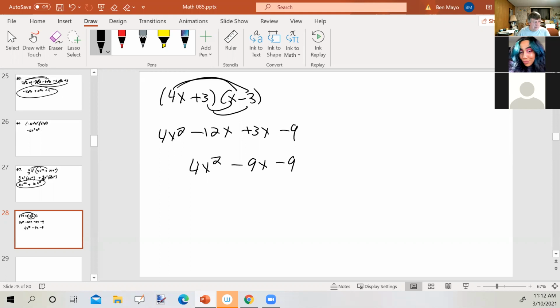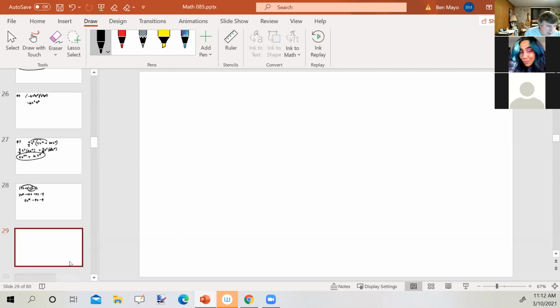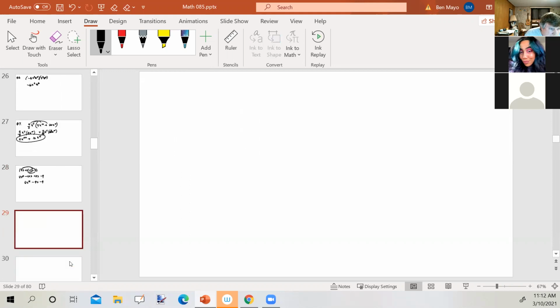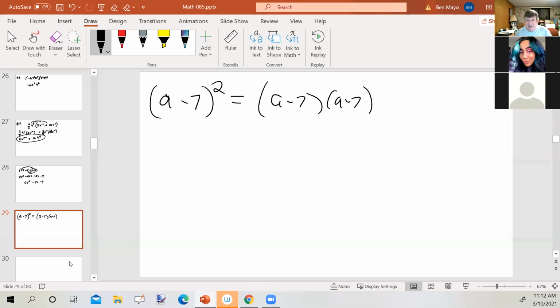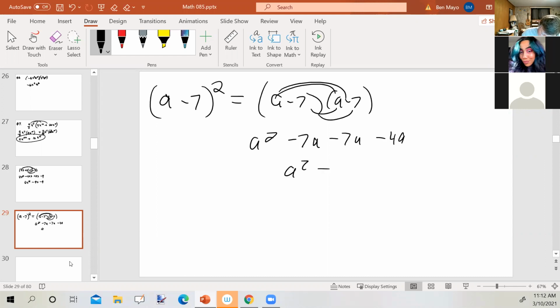Let's see. I want to do another one here. Let's say we have a minus 7, the quantity squared. So that's a minus 7 times a minus 7. It's not a squared minus 7 squared. It doesn't work that way. So foiling this, we get a squared minus 7a minus 7a minus 49, a squared minus 14a minus 49.